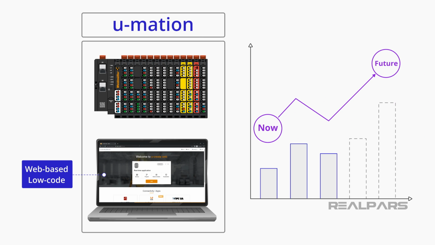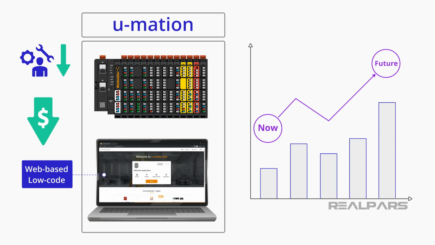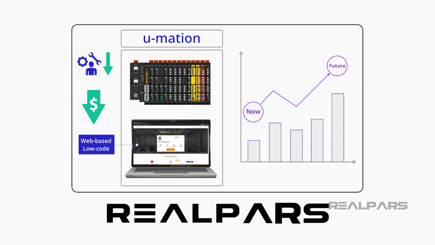Web-based low-code technology will become more important in the future for simple automation applications because web-based low-code technology, like Weidmuller's u-mation platform, helps to reduce hardware and software costs in a project, and the level of technical skill required to implement a project. At RealPARS, we firmly believe that web-based low-code has an important role in the future of industrial automation.